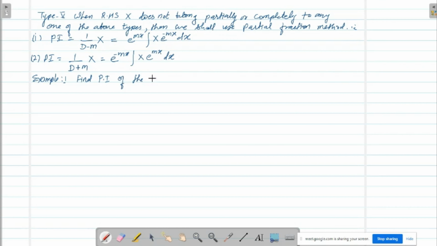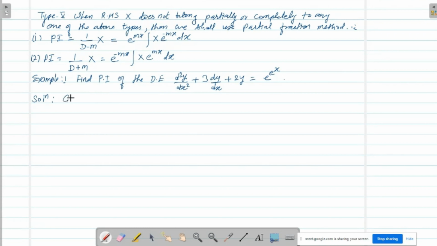the differential equation. Your differential equation is d square y by dx square plus 3 dy by dx plus 2y, and this equals e raised to x. What I have to do? We have to find the particular integral. Okay, so write down the solution for this.